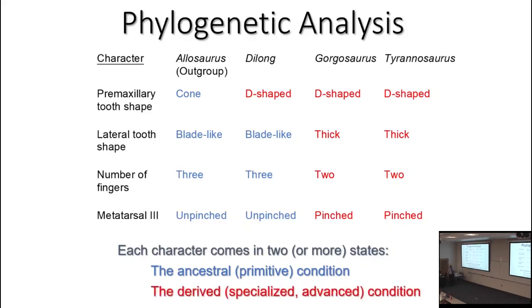But we also try to find the derived, or specialized, or advanced condition. And again, advanced doesn't mean necessarily better, it means transformed from the ancestral state. In this case, Dilong, Gorgosaurus, and Tyrannosaurus have premaxillary teeth that have a capital D, or maybe a capital U is even better, cross-section. Gorgosaurus and Tyrannosaurus have thickened lateral teeth. They only have 2 fingers. They've lost digit 3. And they have a pinched third metatarsal.